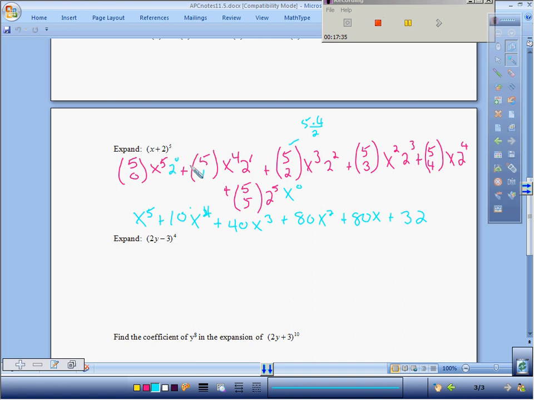Okay? So this one works the same way, except instead of this being a 2 to the 4th, it would be a 2y to the 4th, and so on. And then you have to worry about the negative sign there. But I don't have time to do that one because I want to do this one over here.